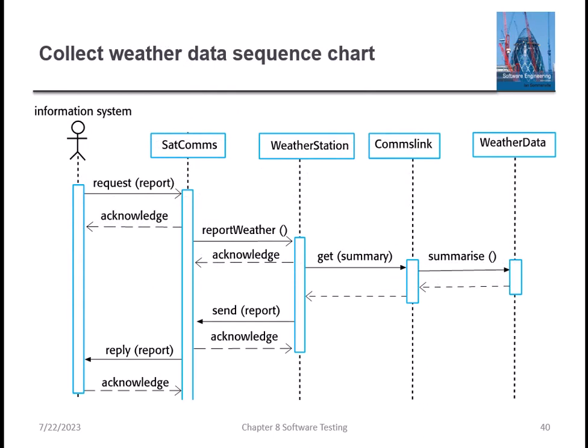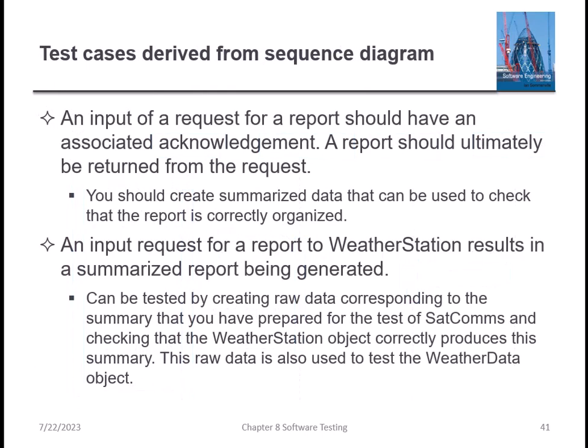This is the sequence diagram. So all the use cases included in this are tested in sequence. The purpose of drawing the sequence diagram was to show how the system will perform in sequence. So we then test the whole system in sequence. If the sequence is not okay, this means there is a fault. Test cases are derived from the sequence diagram. An input of a request for a report should have an immediately associated acknowledgement. So just like the use cases, we can also derive the test cases from the sequence diagram. The sequence diagram shows all use cases in sequence.